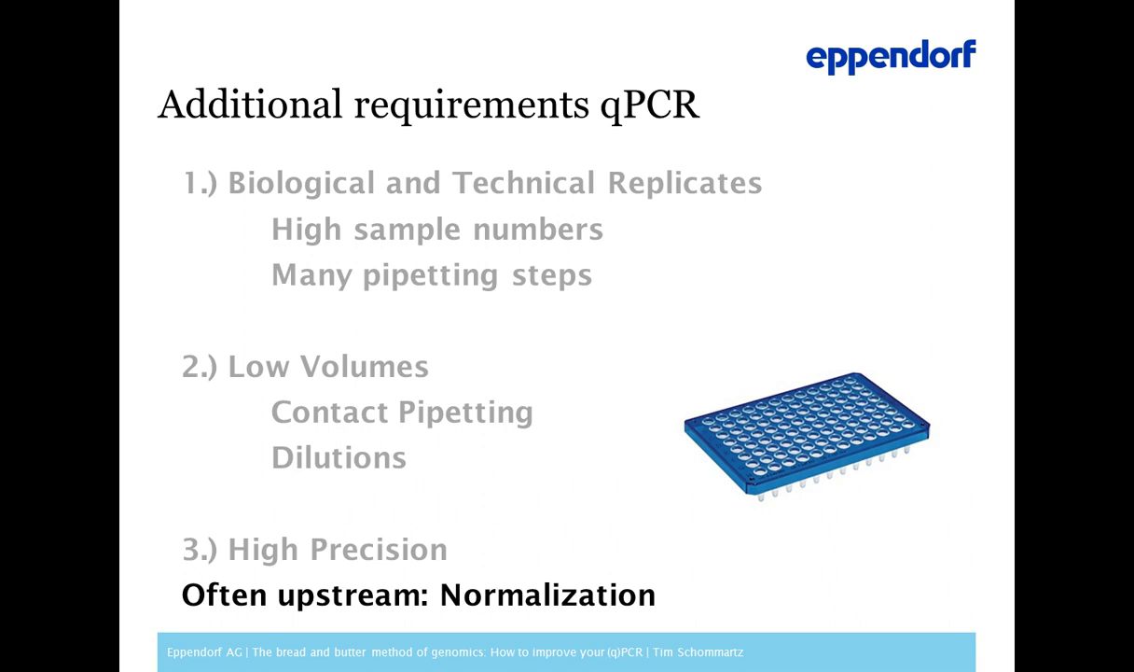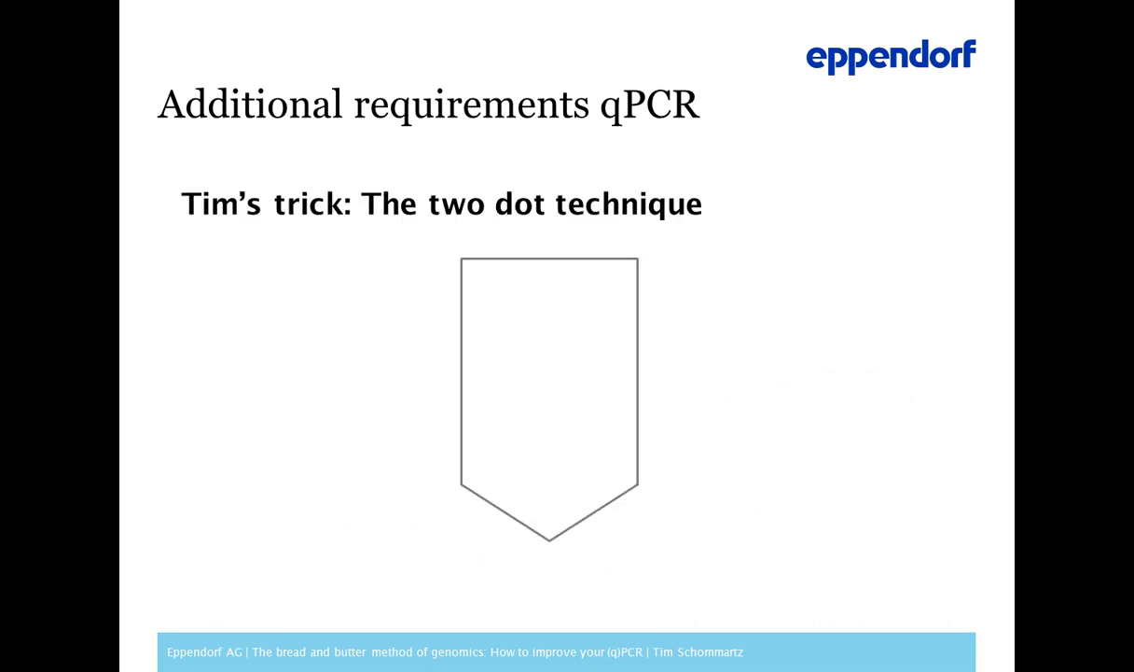I will talk about automation strategies in a minute, but first I want to present you a trick. I call it Tim's trick. It's not patented or so. It's just something that I did in the lab, and I wanted to share it with you, so maybe it makes your life and your qPCR pipetting easier as well. So I call it the 2-dot or 2 drops technique.